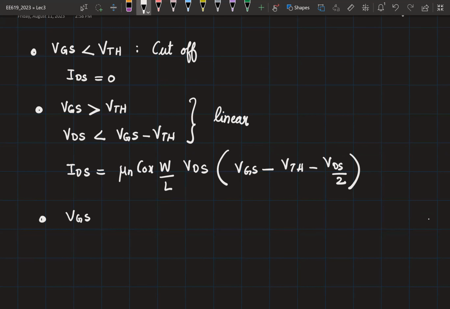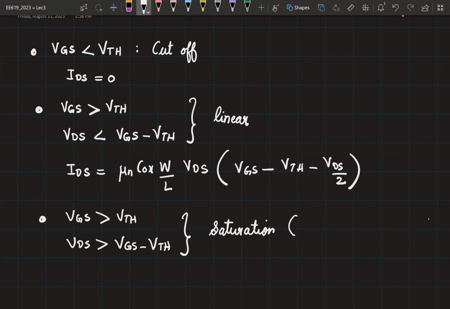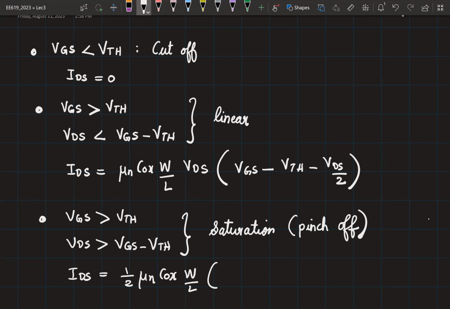And if again VGS is greater than VTH and VDS is greater than VGS minus VTH, what is this region of operation called? Saturation region. What is causing the saturation? The channel is getting pinched off, right? So I'll denote that here. And the current IDS then becomes equal to half mu n COX W by L into (VGS minus VTH) the whole square.